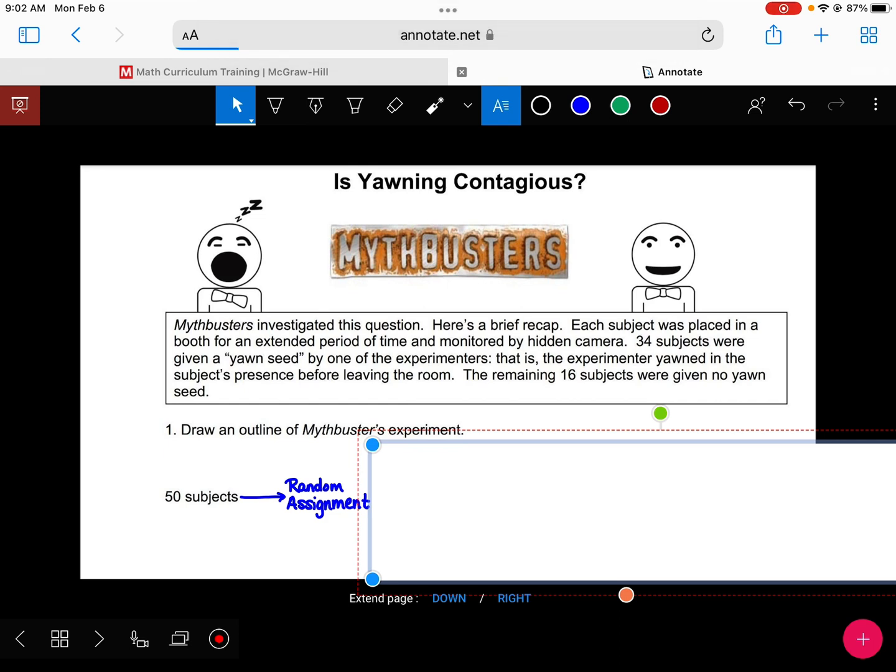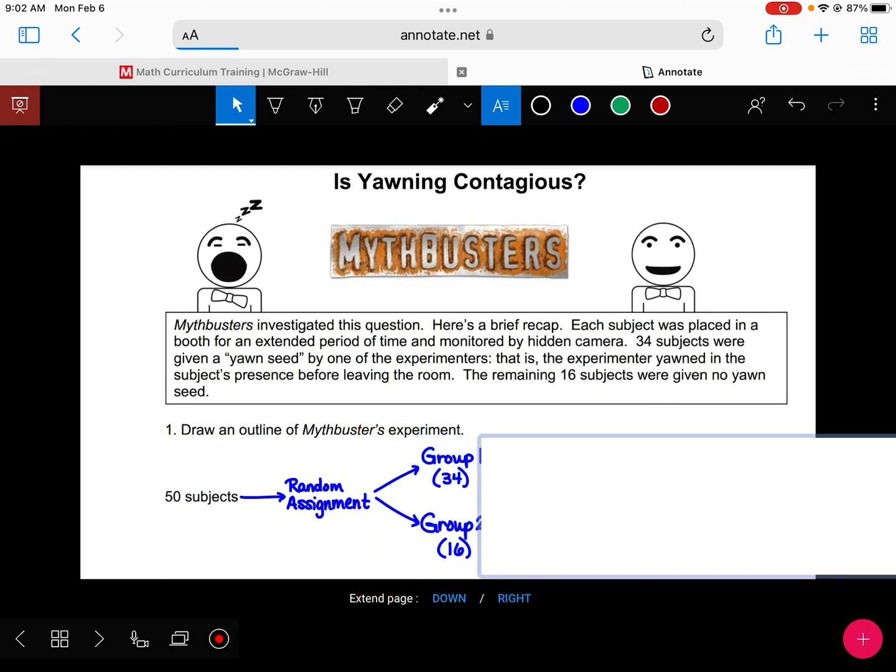Does it always have to be 2? No, you can have more than one experimental case. You have to have a control. You have to have at least one experimental group, but you can have more than one. So they get split into 2 groups. One of their groups got 34 people, the other one got 16.